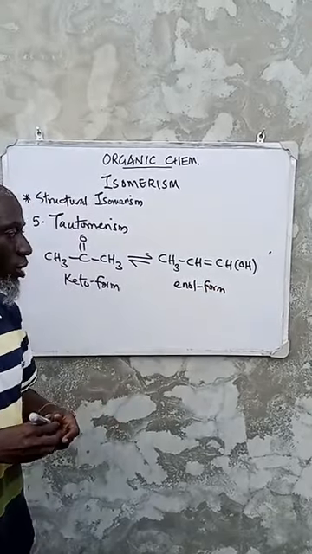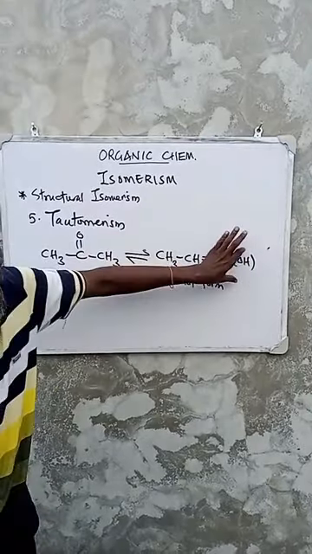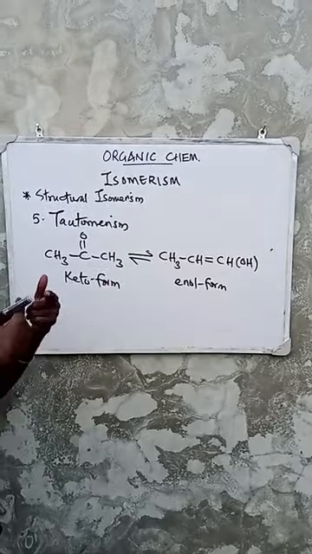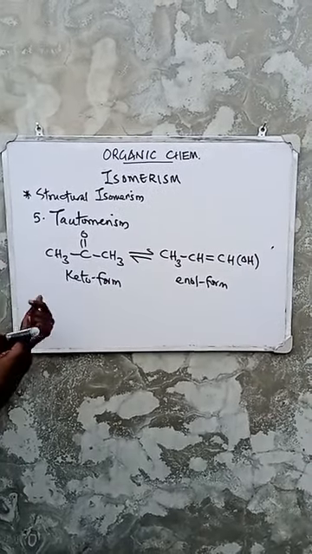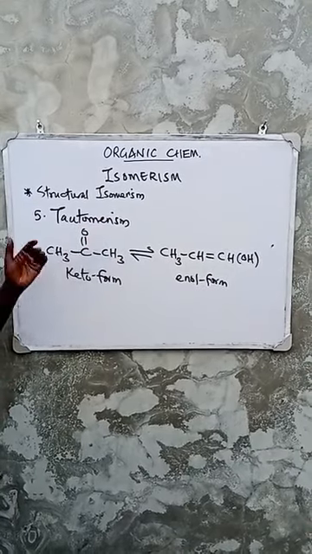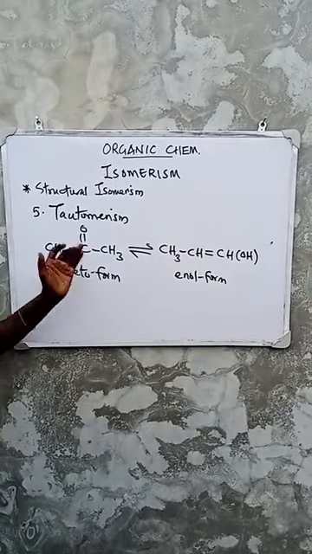Enol, because it contains an alkene and an alkanol, what you can call an alkenol. So the two functional groups are interconverting from one form to another, and we can call it tautomerism. We said the two of them are keto-enol tautomers.